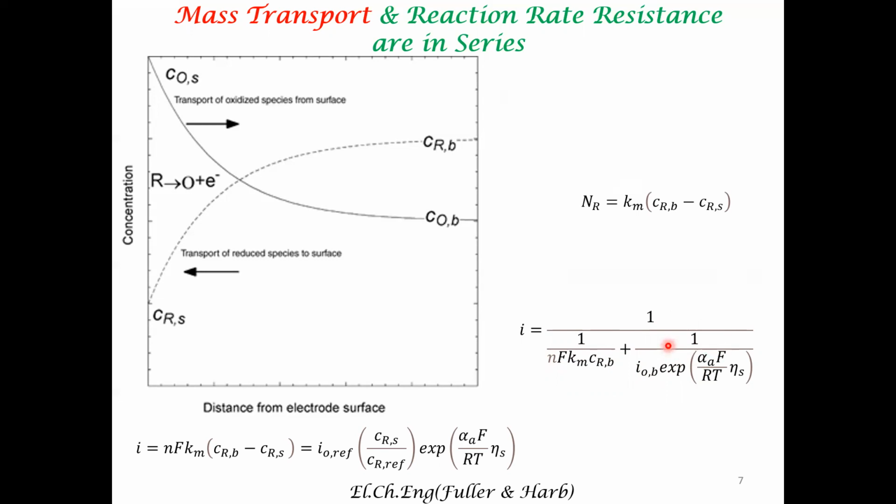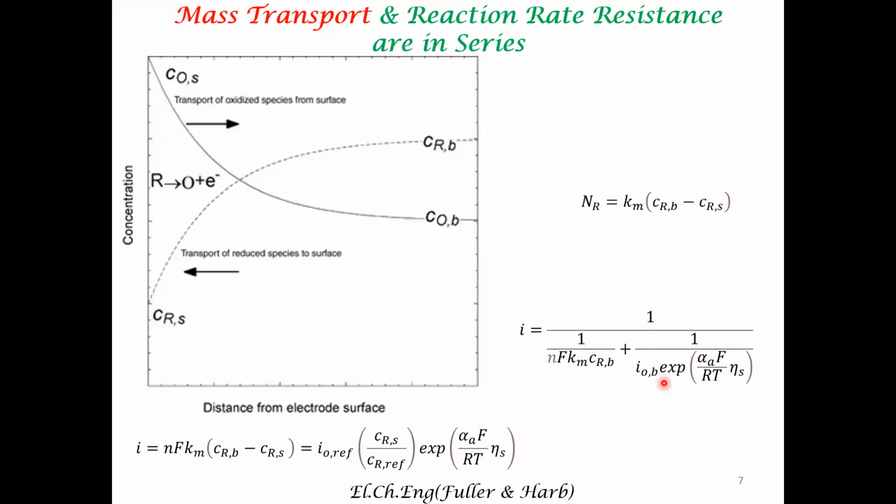So when we increase eta_S, we are in effect decreasing the resistance to electrochemical kinetics. So you are making the reaction more facile.